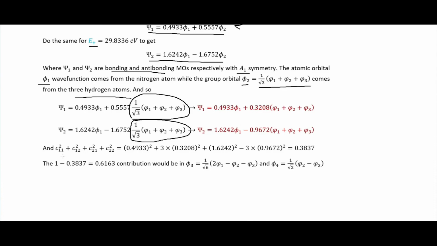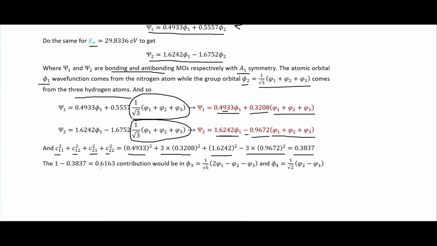And so we actually get this. This phi1 here is from the nitrogen atom, and these different looking phi's are from the hydrogen atoms on our ammonia. Then these numbers here are our coefficients. Because these are normalized, if we add up the squares of these, we have this squared plus 3 times this squared, plus this squared minus 3 times this squared, since this has a minus on it, and that gives 0.3837.